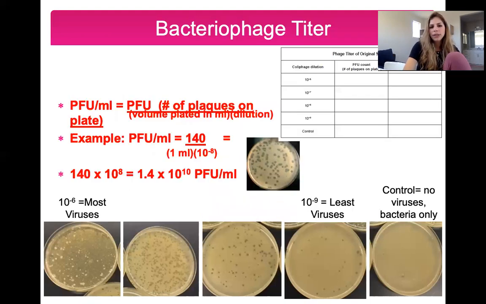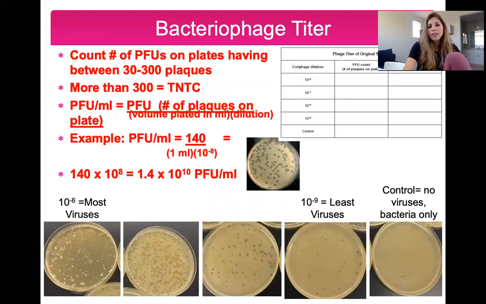Okay, so then what you're going to do is figure out your phage titer by calculating PFU per milliliter. So the way you do this formula is you take your plates and you count the number of plaques or clearings, and then you divide it by the dilution because the volume plated on all of them is 1 mL. So if I have this plate, and let's say, hypothetically, this is my 10 to the minus 8 dilution plate, I count the number of plaques.